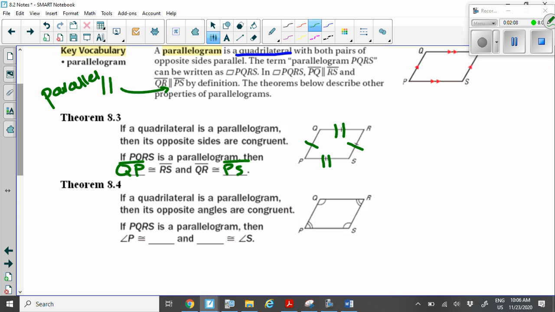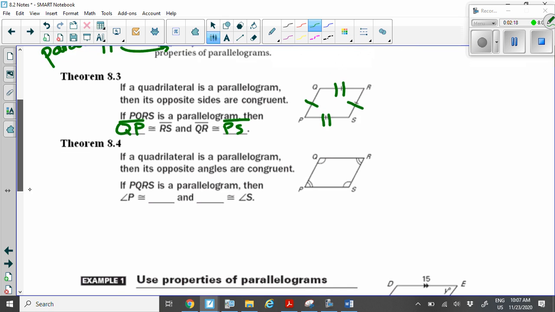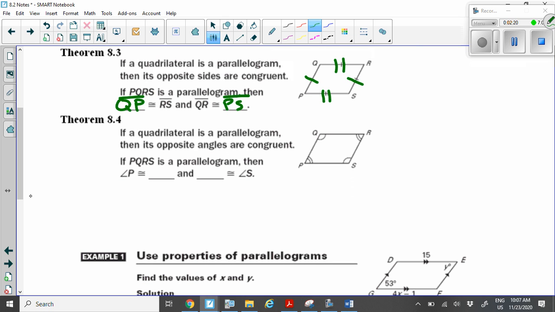Then we have theorem 8.4. Now, you don't need to memorize saying, oh, this is theorem 8.3 or theorem 8.4. Just know that with parallelograms, opposite sides are congruent. Just need to know that. Then the next one, they're saying that the opposite angles are congruent. So they're saying angle P is going to be congruent to angle R, and angle S is congruent to angle Q. So just know that both pairs of opposite angles are congruent.